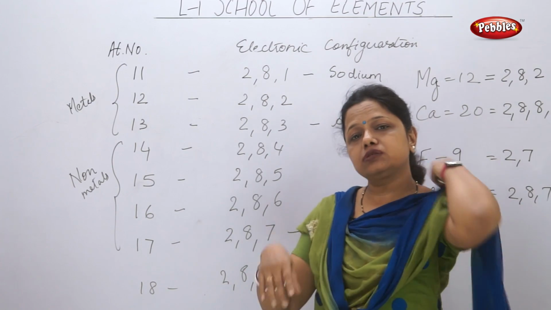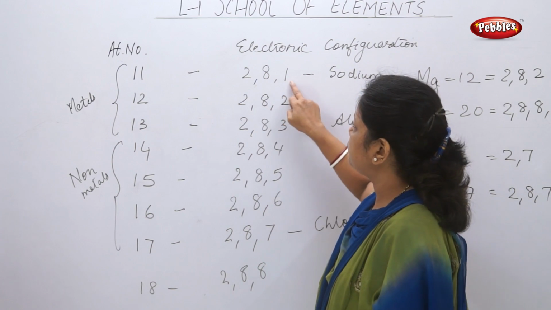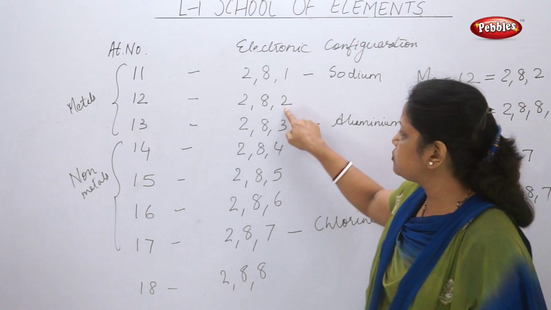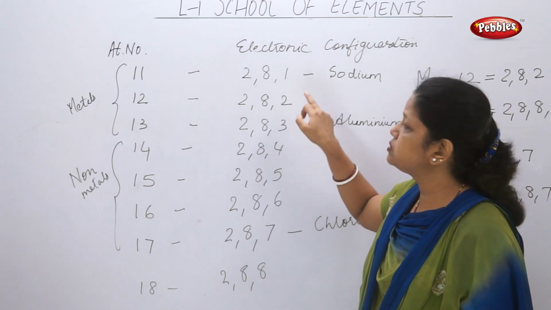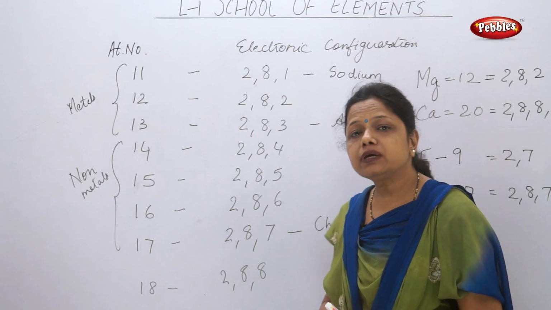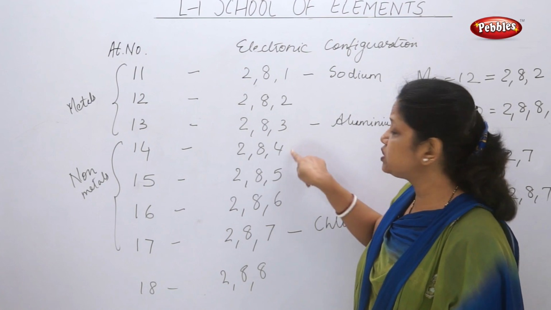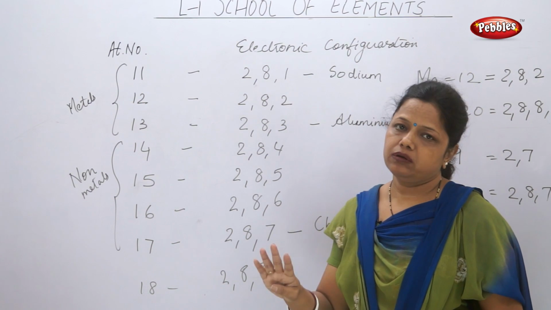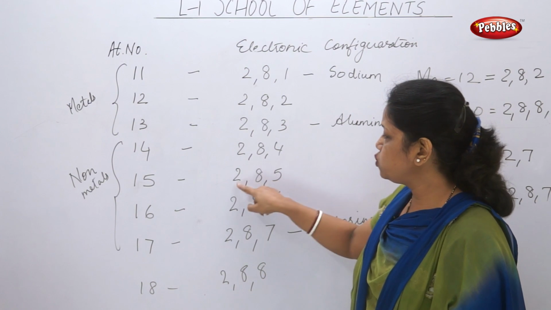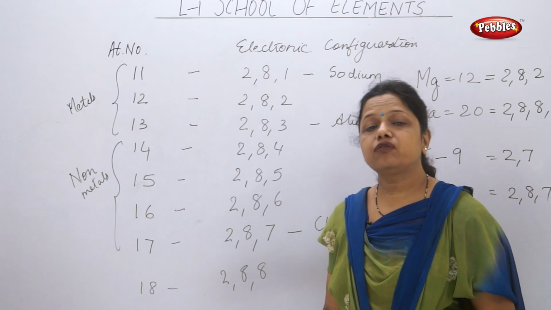So the number of electrons given out or the number of electrons taken is the valency. Here the number of electrons given out is 1, so the valency becomes 1. Here the number of electrons given out is 2, so valency becomes 2. Here the number of electrons given out is 3, so the valency becomes 3. In this case, sharing of electrons takes place. How many will be shared? 4. So valency becomes 4. Till here it is very easy. But now 2, 8, 5. It is very difficult to remove 5 electrons from the atom.